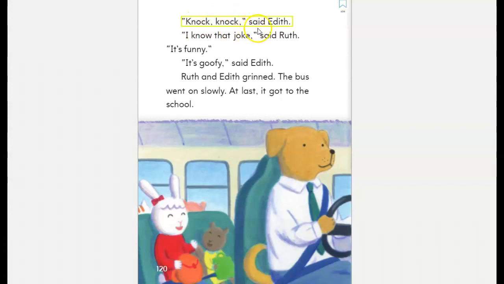"Knock, knock," said Edith. "I know that joke," said Ruth. "It's funny." "It's goofy," said Edith. Ruth and Edith grinned. The bus went on slowly. At last, it got to the school.